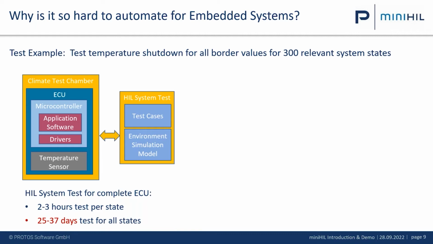And the problem was that every test for every state took a couple of hours. And in the end, it would have been necessary to test for something around 30 days to really test all the border values for all the system states. And that's never done. And it was not really automatable.